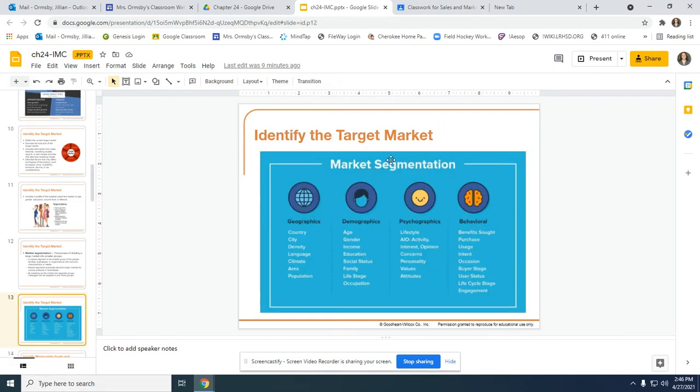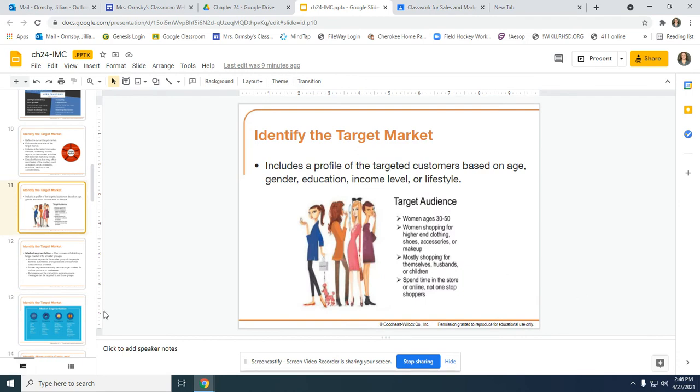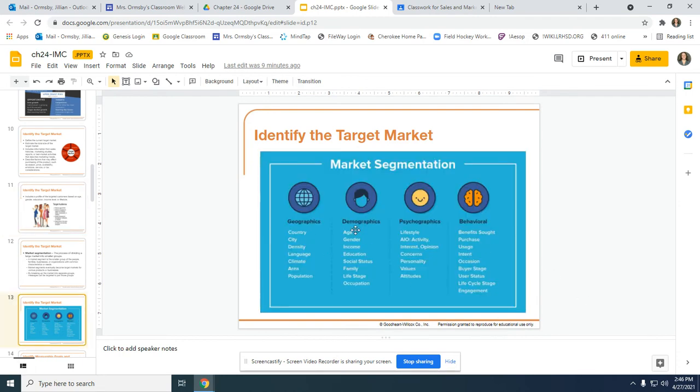Here is an example of market segmentation, or how you can further segment the market. So we had that profile here, and that really broke down into not only demographics but a lot of psychographics and behaviors. But you can also further segment through geographics like your country, city, the density of where they live, the language that they speak, the climate of the area that they live in, the area or the population. Demographics would be age, gender, income, education, social status, family, life stage, occupation.